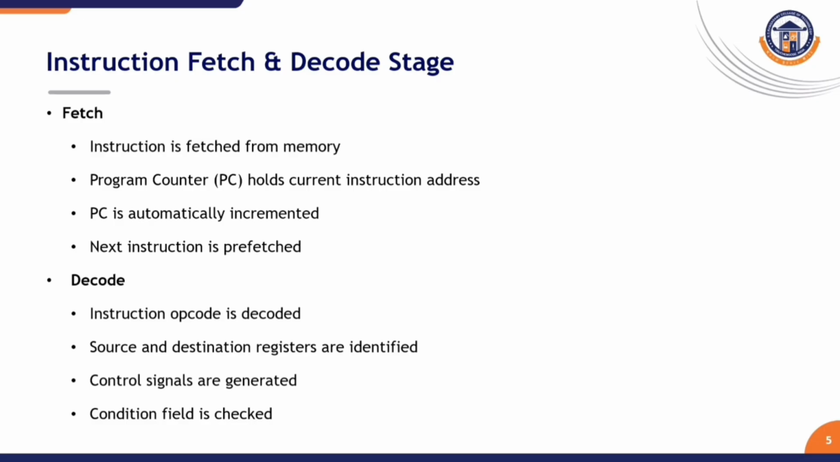The next one is instruction decode. First, the instruction opcode is decoded. Source and destination registers are identified by the processor. The control signals are generated. The conditional field is checked using the status flags. This stage decides whether the instruction should be executed or not.